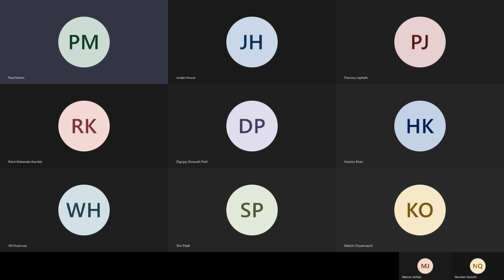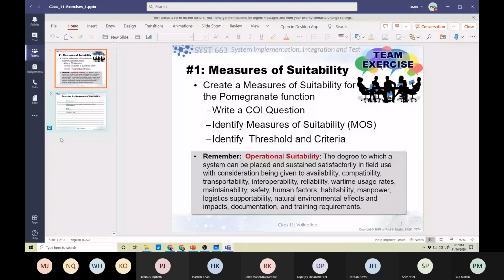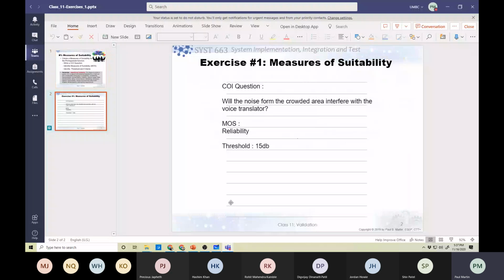There we go. All right, can you see the measures? Yeah. All right. Thank you for that.